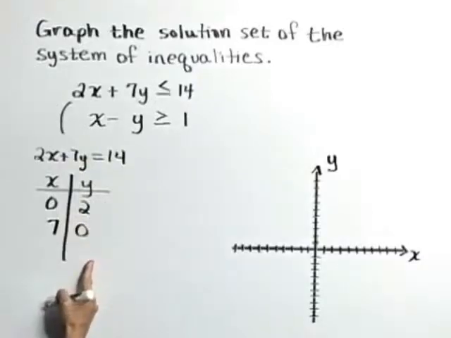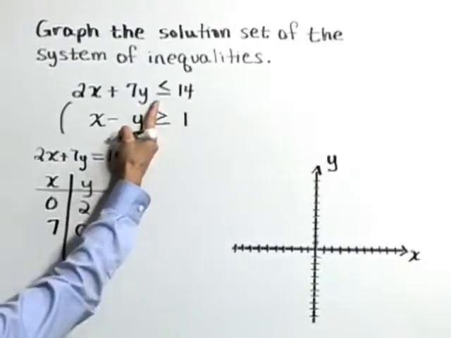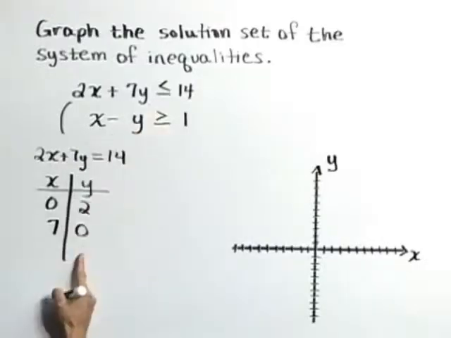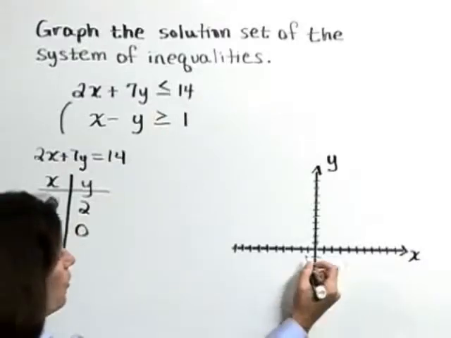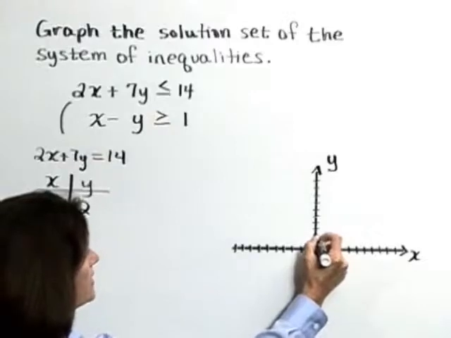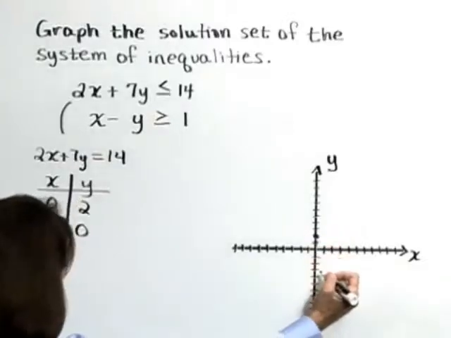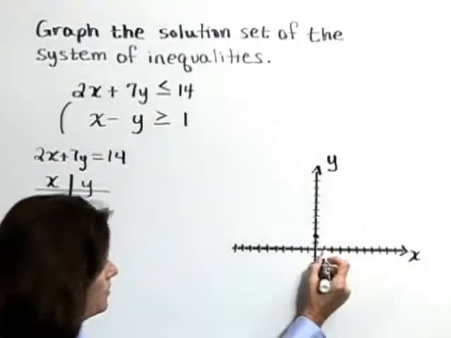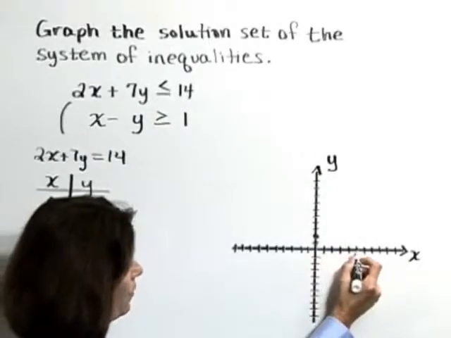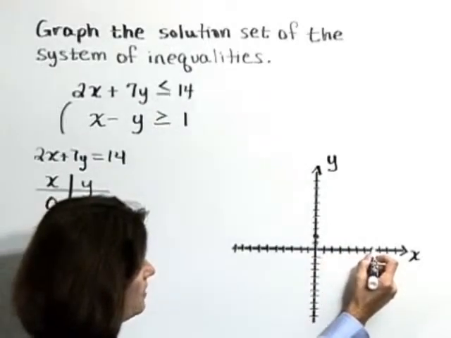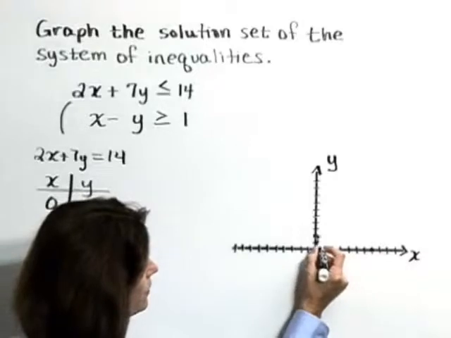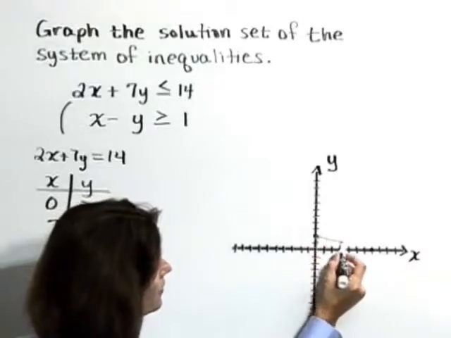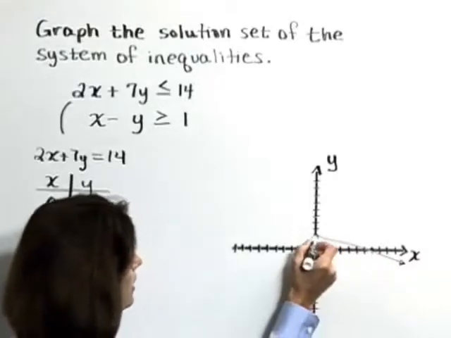So as we graph this line, we're going to graph it as a solid line because our inequality does include the equal sign. So we'll include points on the line. This line goes through the point 0, 2 on the y-axis and the point 7, 0 on the x-axis. So 1, 2, 3, 4, 5, 6, 7 out on the x-axis. We're going to graph that as a solid boundary line.